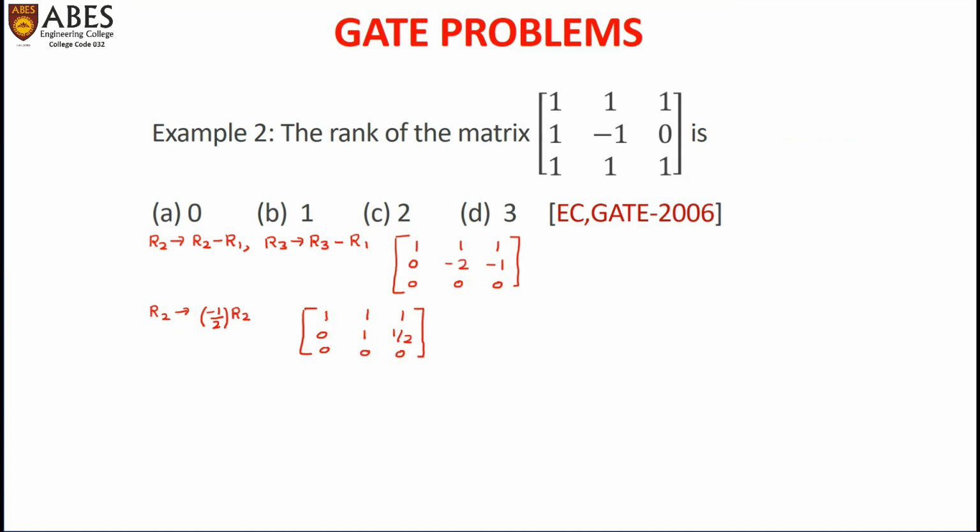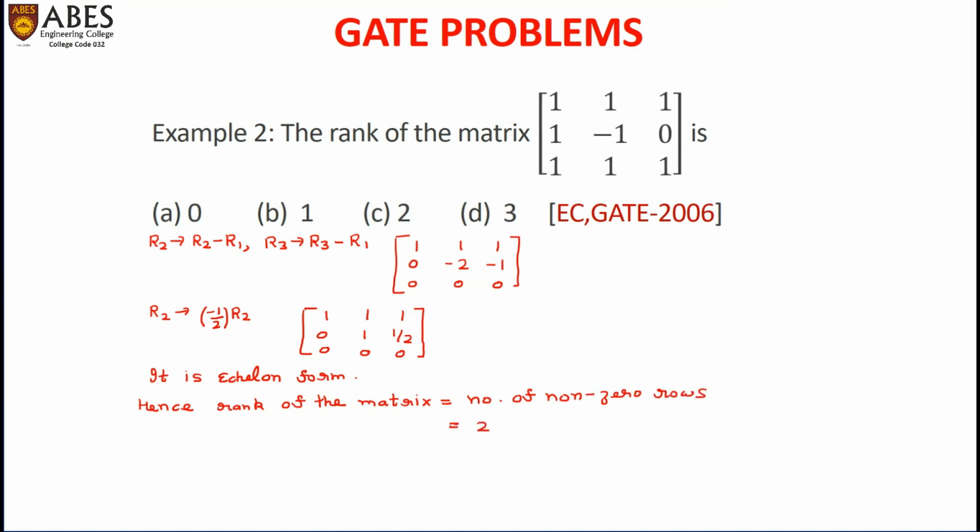Again, it is an echelon form. The first non-zero element in all the rows is unity. The zeros are in increasing order and the zero rows lie at the bottom. Hence, it is an echelon form. Hence, the rank of the matrix is equal to the number of non-zero rows, that is 2. Option C is correct for this example.